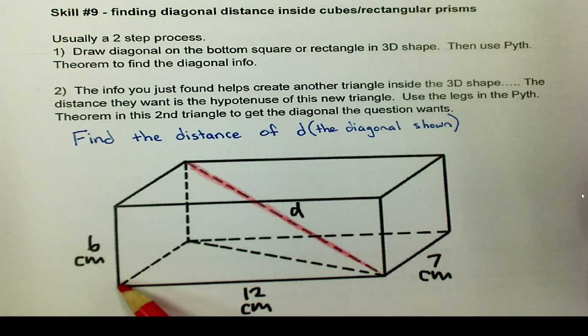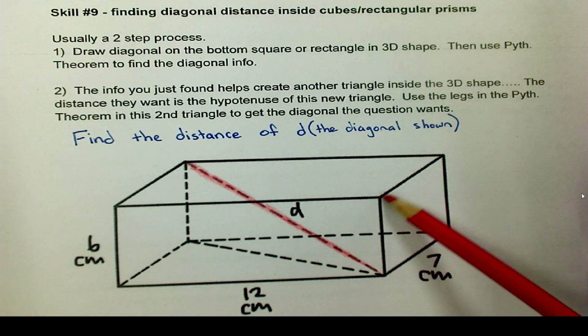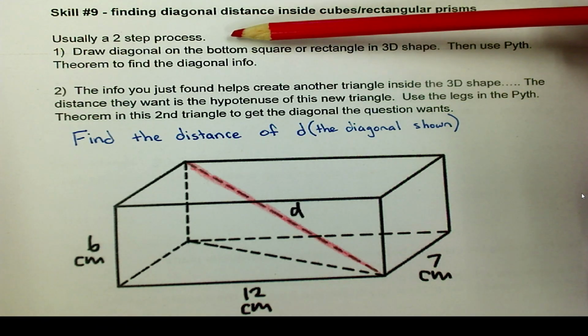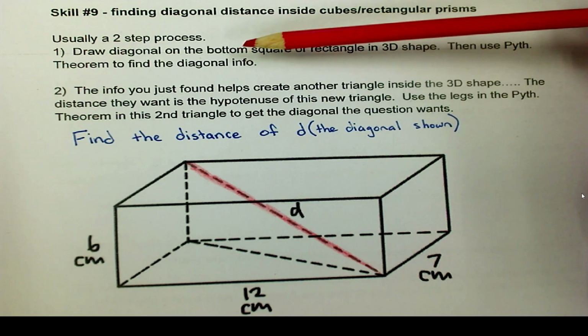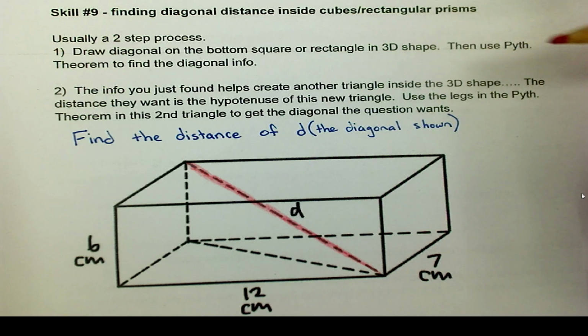They could have just as easily drawn a line from here to the very back corner there. Sometimes maybe they would take the front corner of the top back here and run it back there, but they're looking for a diagonal that's cutting through this three-dimensional shape, this rectangular prism. Now, it's usually a two-step process, and I would say you need to draw a diagonal on the bottom square or the rectangle in the 3D shape.